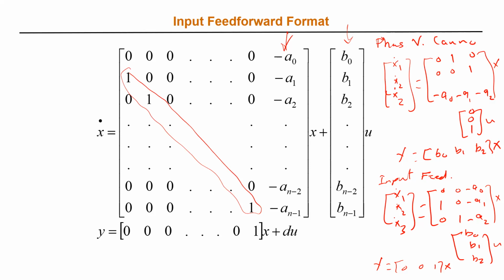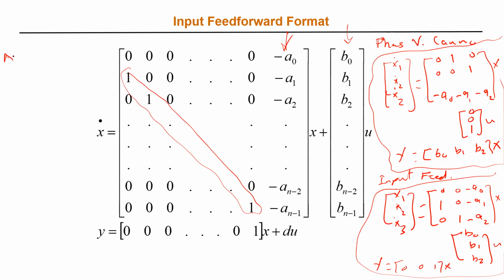Tell me, is there any relationship between those two representations? This is one representation, and this is the other one. Is it the transpose of the A matrix? Exactly. So let me call this A input feed forward, A_IF, equal to A phase variable, transpose. If I have this A matrix, I can immediately transpose it and get this A matrix.